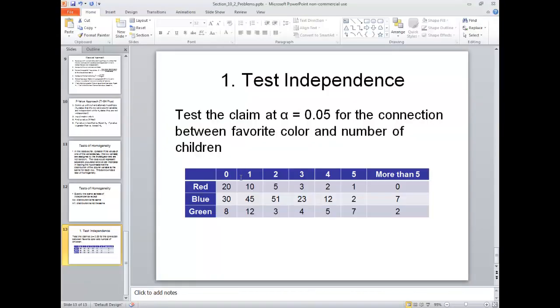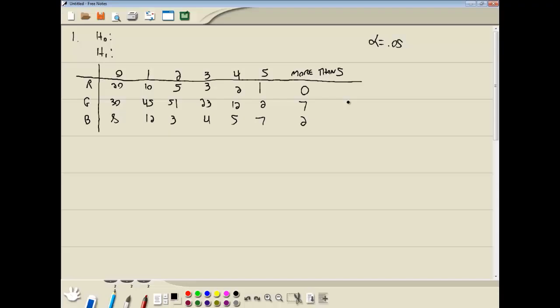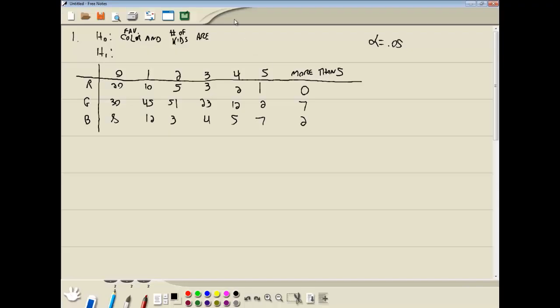Okay, and you want to test a claim about independence. Well, let's go back up to our classical approach. Now, when I said that we'll come back to the H0 and H1, it says that H0 states that the row and column variables are independent. So we're saying that your favorite color and number of kids are, and again, H0 are always independent.